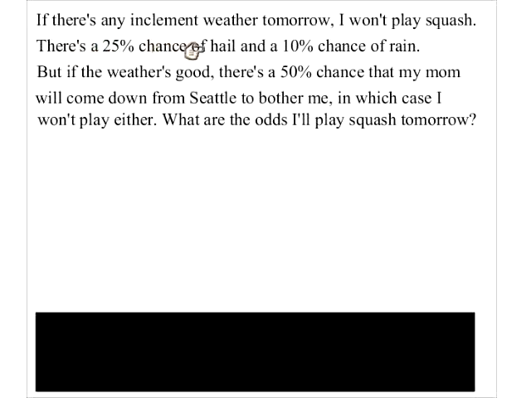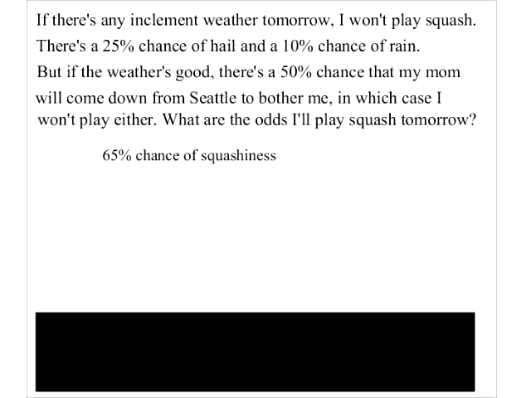So there's a 25% chance of hail and a 10% chance of rain. So we know straight away that there's a 35% chance that squash is not going to happen, right? So we had a 65% chance of squashiness, right? Everyone okay? That's kind of what was left after the inclement weather issue. Then from there, something else happens. If the weather's good, there's a 50% chance that my mom will come down from Seattle to bother me, in which case I won't play either.